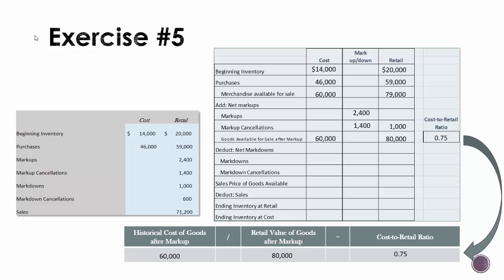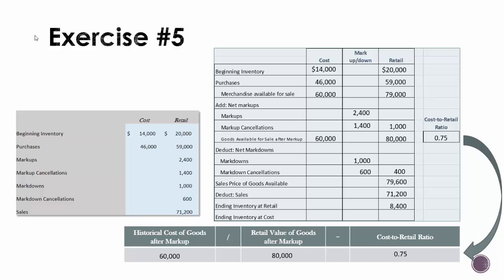Let's account for our markdowns. They marked down inventory by $1,000, but they canceled $600 worth of markdowns, which means their net markdowns were $400. And when we subtract our net markdowns from our retail value of inventory, it's going to come out to be $79,600. Subtract from that our sales, and our sales were $71,200, giving us ending inventory at retail of $8,400.